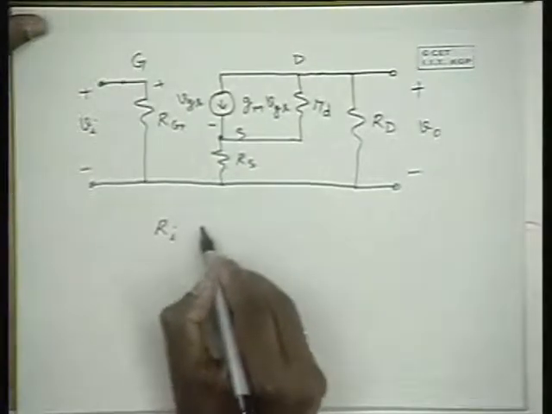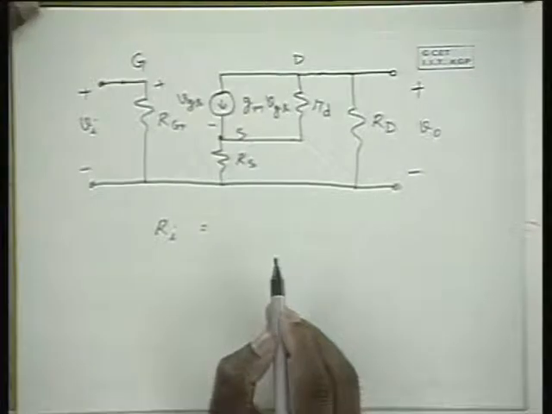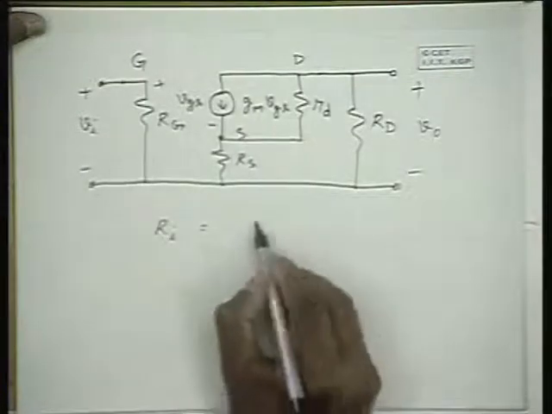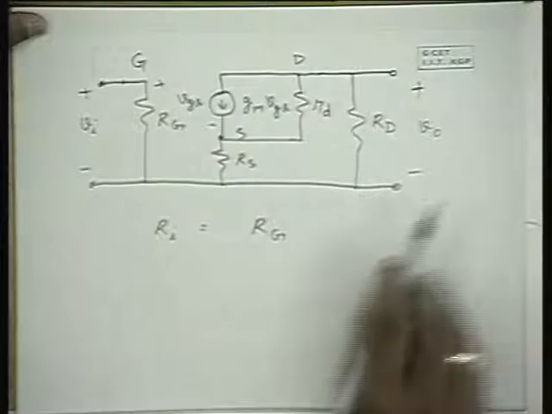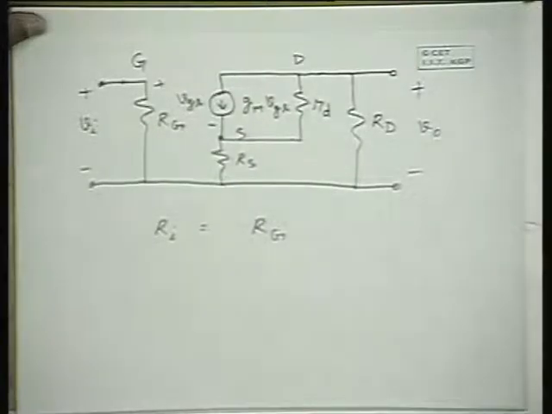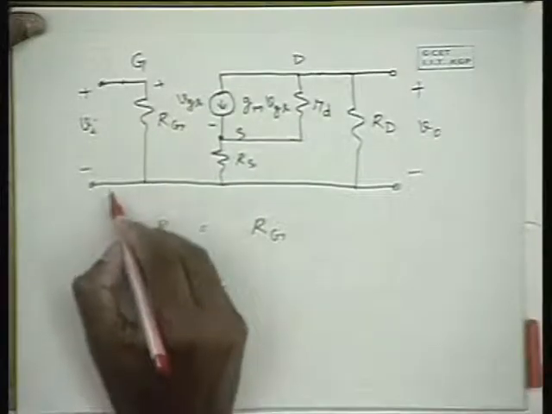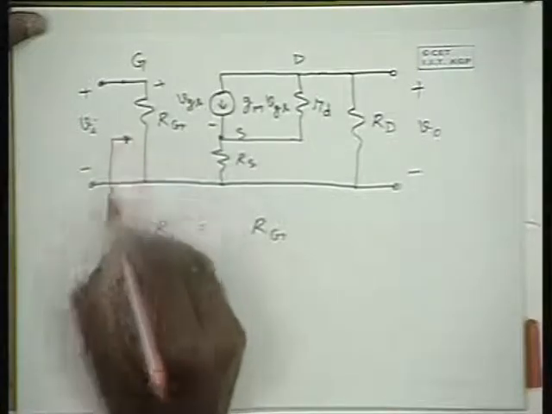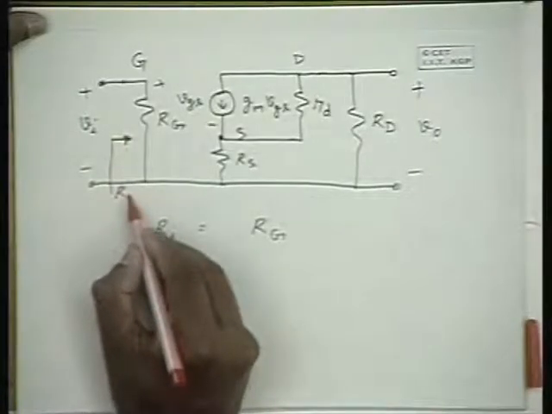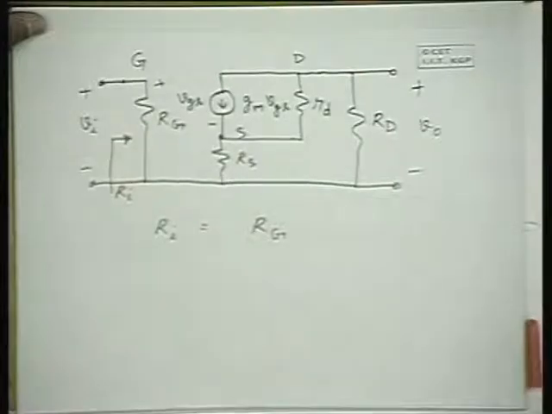Now how much is the input impedance Ri? Ri is equal to RG itself, because between the gate and the ground you have only this resistance RG that is connected. Therefore Ri is equal to RG itself.